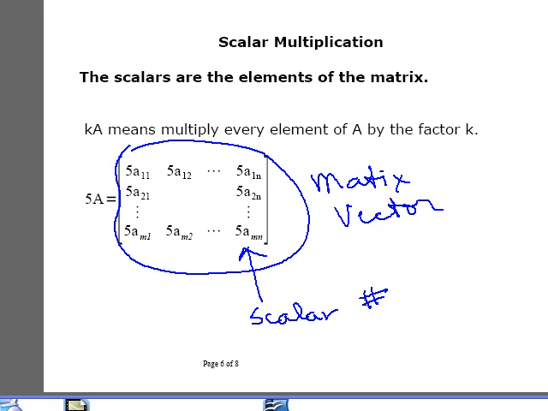You can multiply the matrix by a scalar. Here, 5 is just a number. And I can multiply the matrix by 5. How scalar multiplication works is that the scalar multiplies every single element in the matrix. It distributes to every element, not just the first one, not just the first row, not just the first column, but every single element. And that's scalar multiplication.